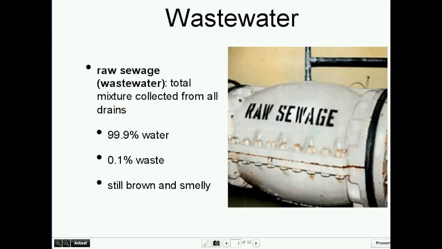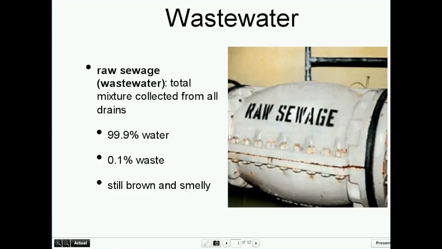Wastewater is basically everything collected from your drains. That includes your toilet and your shower and your sinks. All of that is put together and makes raw sewage. It's 99.9% water and just 0.1% waste.